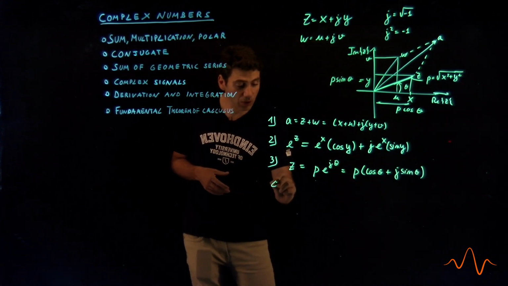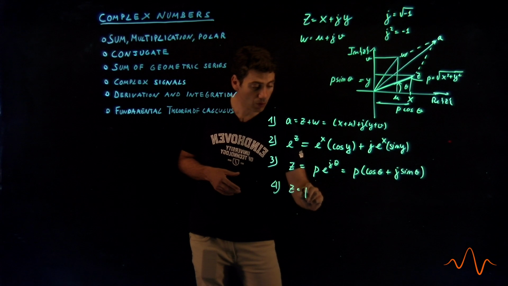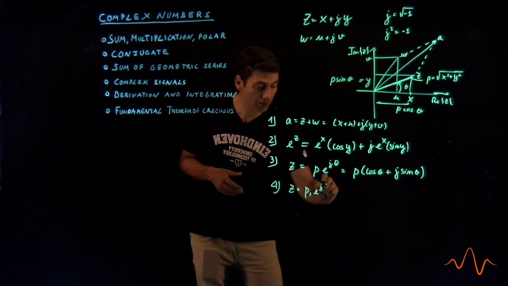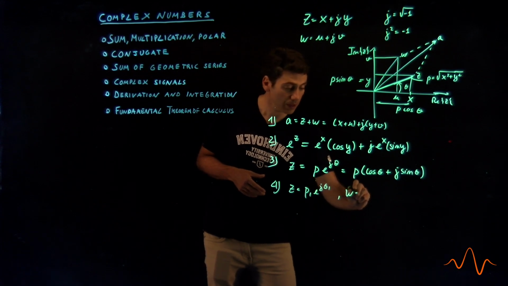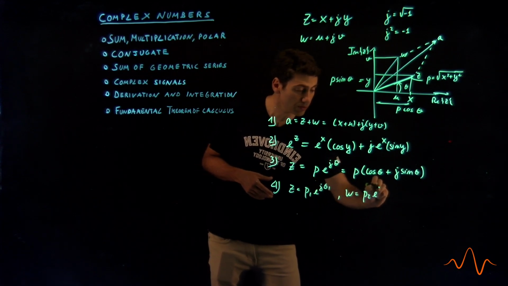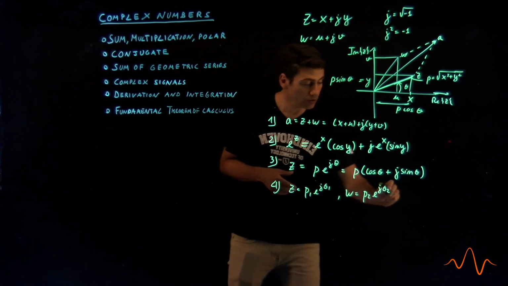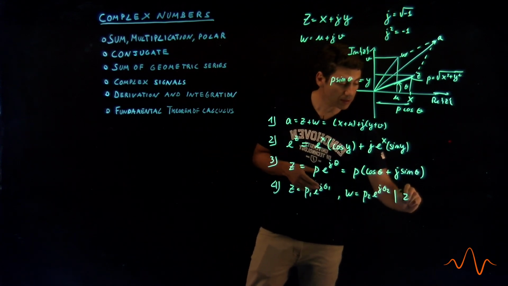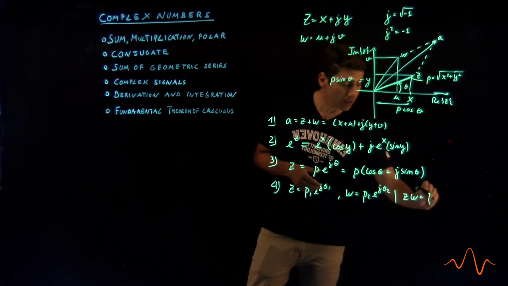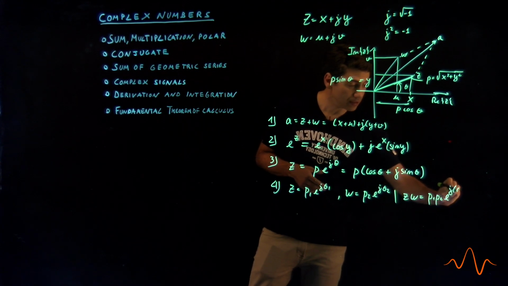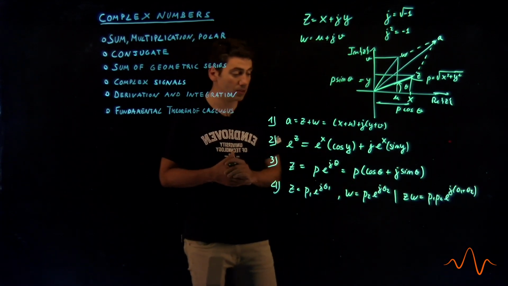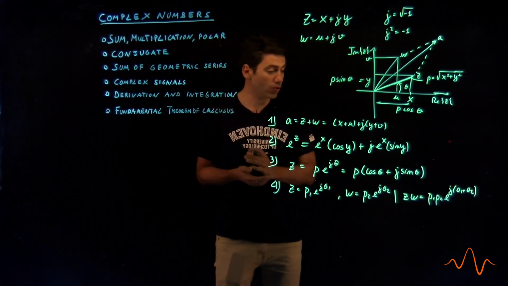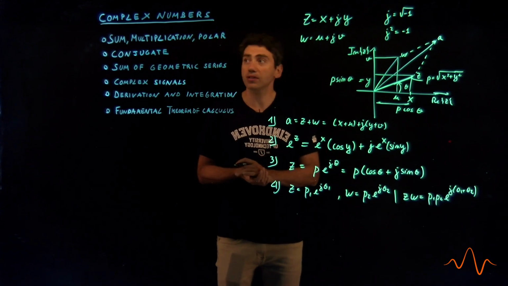So let's say that we have two complex numbers, z equals rho 1 e to the power of j theta 1, and then we have w equals rho 2 e to the power of j theta 2. If we want to multiply these two complex numbers, it's as simple as multiplying the absolute values and adding the phases or angles. As simple as that. So it's much easier to first convert to polar coordinates and then just apply this multiplication.